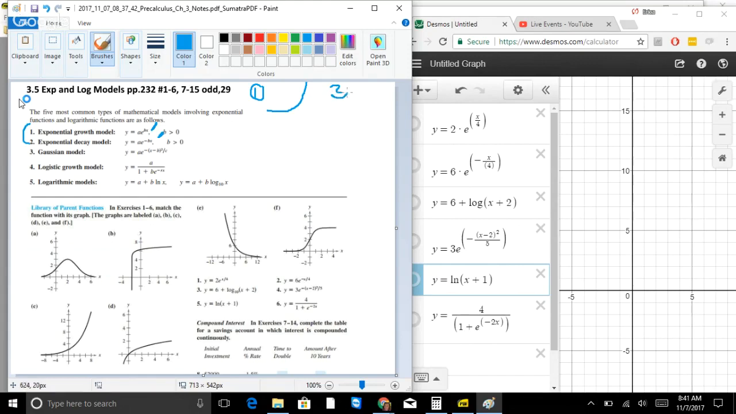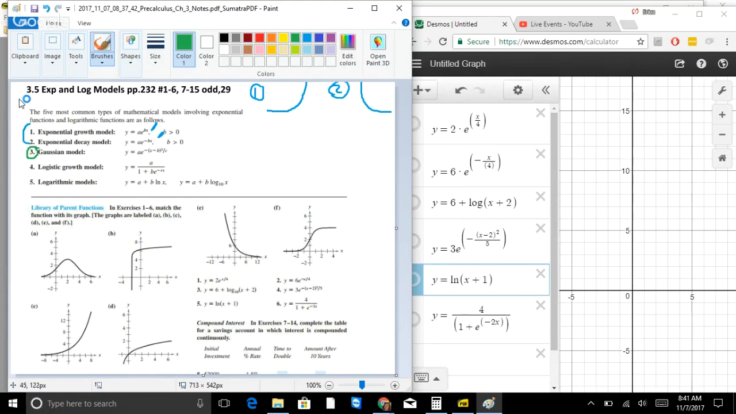So for an exponential growth model, you would expect it to look something like this. Exponential decay is just the opposite of that. Since we have a negative in our exponent, we're going to start off at some really high value and then we are going to decay off into 0. So I think those two are pretty well ingrained by now with all of our exponential work.